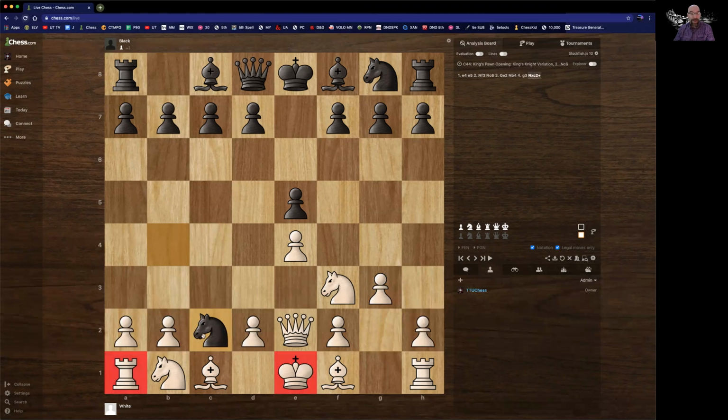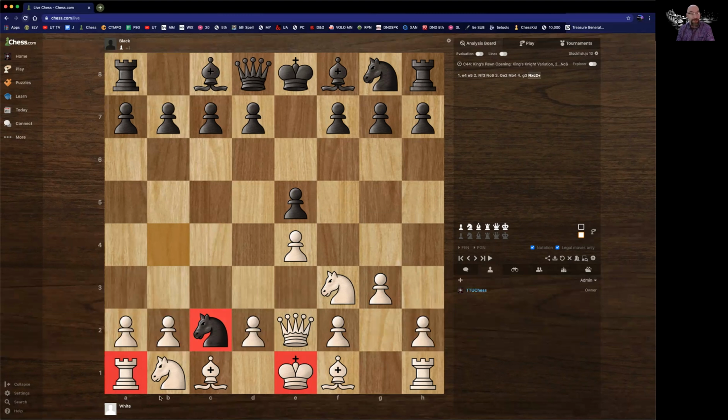Now we know that the knight is worth 3 points. The rook is worth 5 points. If we can capture the rook with our knight, we have gained material. We've given up 3 points in order to get 5 points. That's a pretty good trade for us.